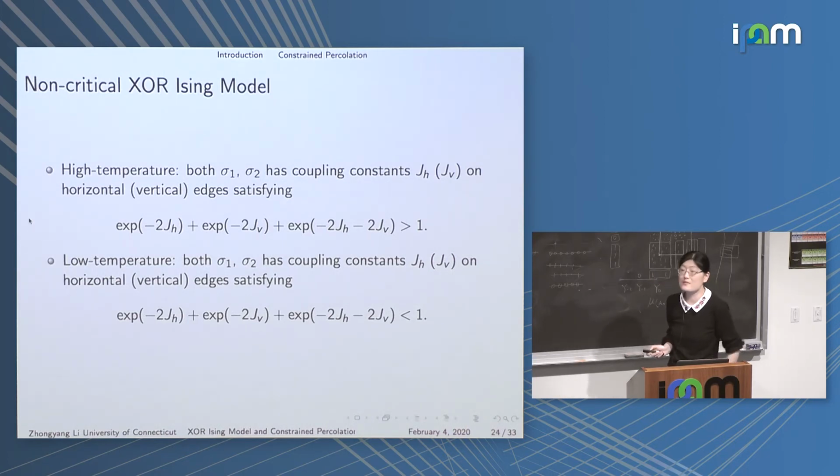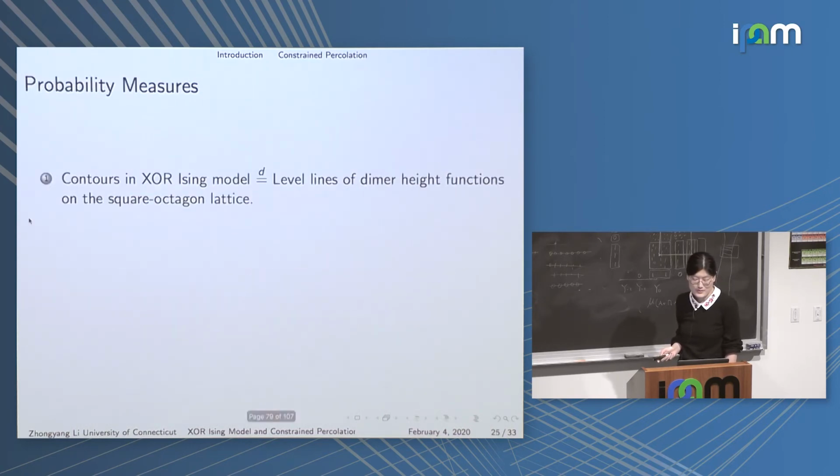For the high temperature XOR Ising model, we define the following. Recall that the XOR Ising spin is the product of two i.i.d. Ising spins. If both Ising models are high temperature, we say that the XOR Ising model is high temperature. In particular, if the coupling constant satisfies this condition, then each of sigma 1 and sigma 2 is in a high temperature state, and we define the product XOR Ising model to also be in a high temperature state. Similarly, if the coupling constants of both sigma 1 and sigma 2 satisfy this condition, then both are in the low temperature state, and therefore we define the XOR Ising model to be in the low temperature state.